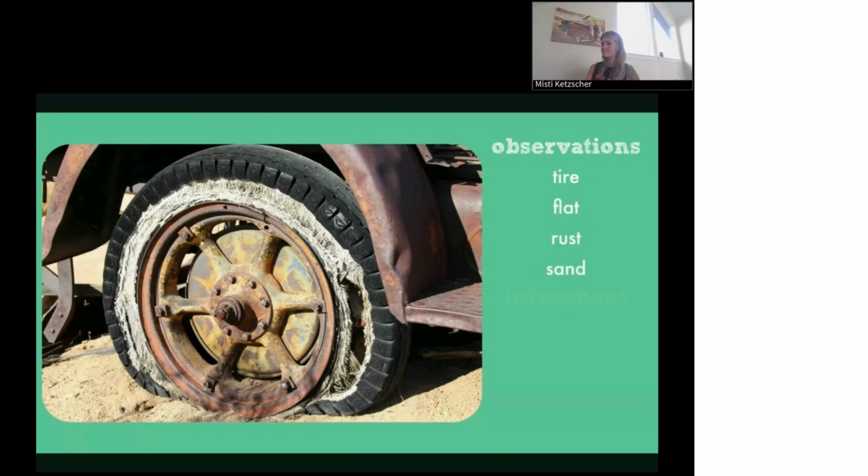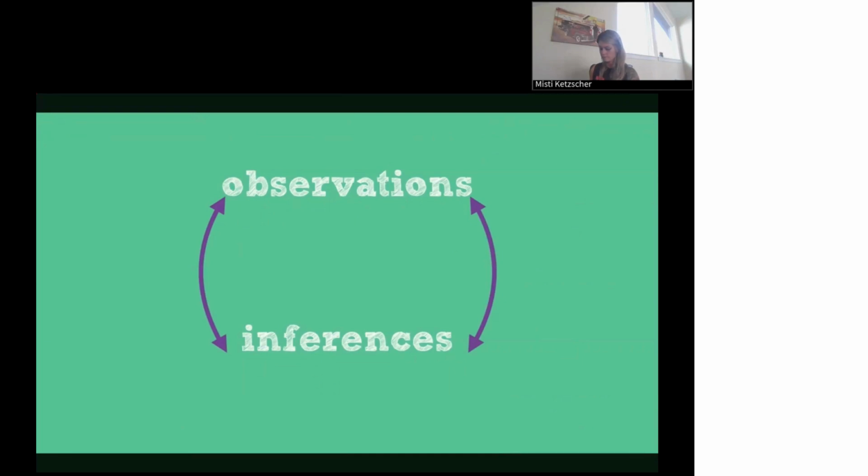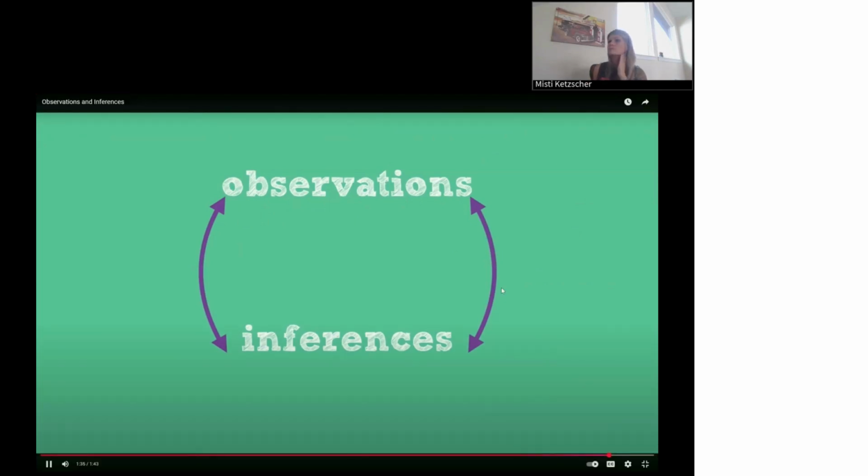Now I'll state some inferences that I've made about this picture. Based on the sand, I think this might be in the desert, which makes me also think that it's very hot there. I think it's part of a very old truck because of the way the wheel well looks. And I'd also infer that the tire is not fixable because of the white threads that I can see on the edge of the tire. Those are all inferences. When you make inferences, be sure that your observations can back up your inferences. If new observations come in that don't fit your previous inference, it's time to revise your ideas.